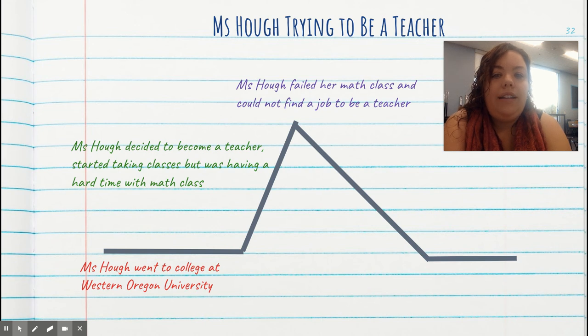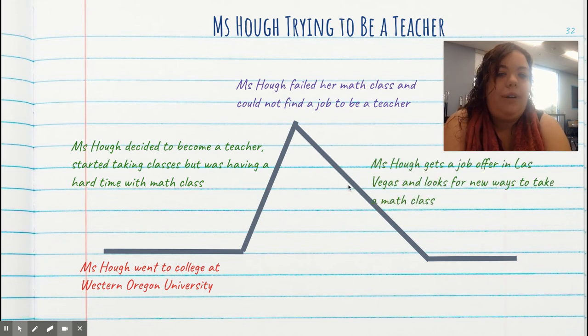And then the climax where the situation seems like impossible, like you can't solve it. Ms. Hough failed her math class and could not find a job to be a teacher. So it seemed impossible. It seemed like I could never become a teacher. And then we get to the falling action where we start finding a solution.